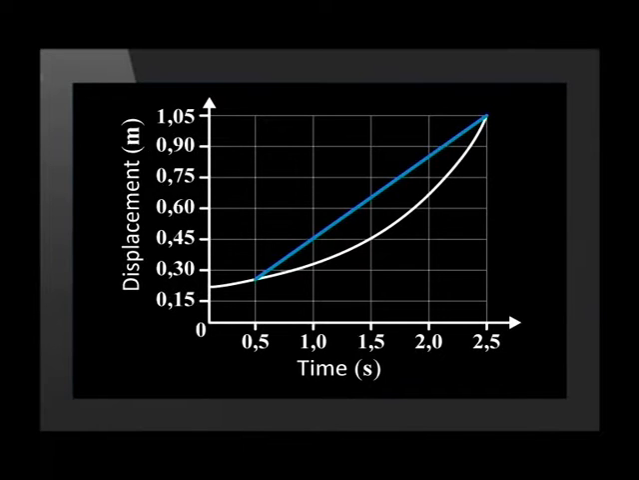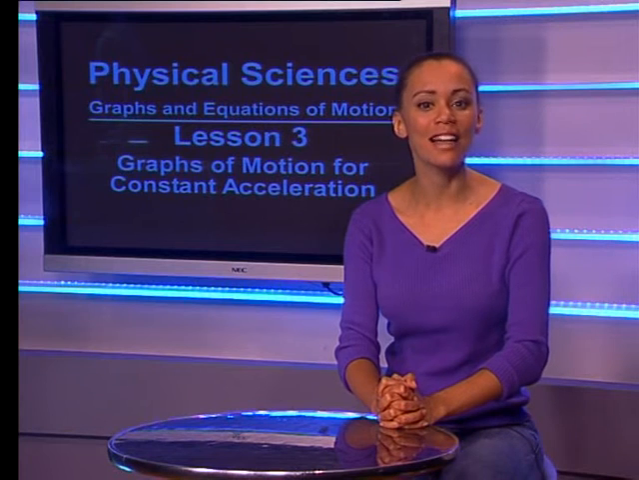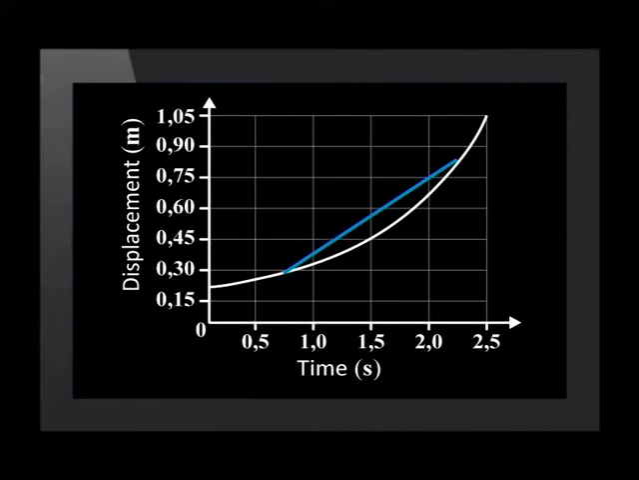We use this line to calculate the average velocity between the 2 points. In this case, from 0.5 seconds to 2.5 seconds. So when we connect 2 points on a curved displacement time graph with a straight line, we use the straight line to calculate the average velocity. But we know that instantaneous velocity, the velocity at a specific point in time, can be calculated by finding the change in displacement over a very short period of time.